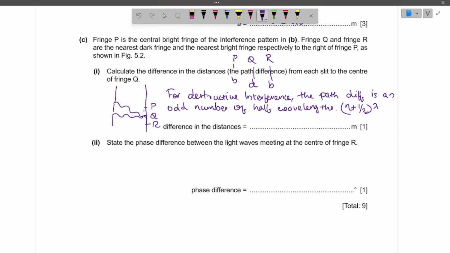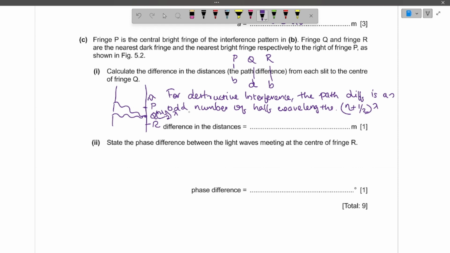Here at this point there is no phase difference. The path difference would be 0, but here it is n lambda. The reason for the constructive interference is n lambda. Here it is n plus half lambda, right? Since it is the nearest dark fringe, the n value would be 0.